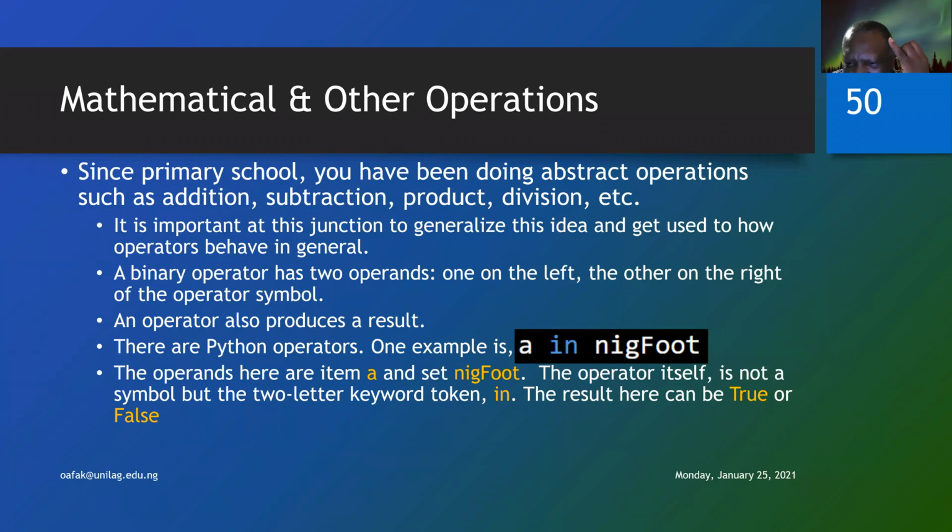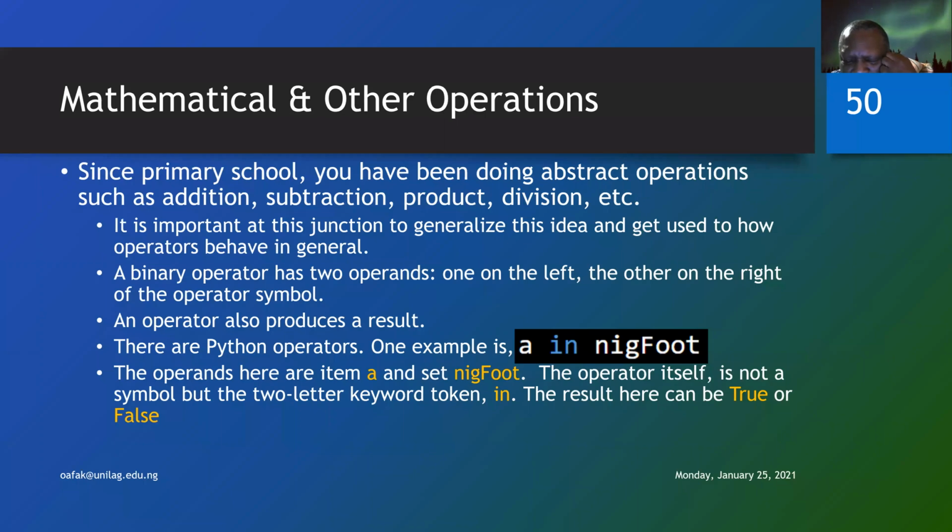Number 1, there is an operator, which can be plus, minus, multiplication, division. Those are the operators themselves. The operator is plus, minus, multiply, and division. All those are the operators themselves. Then the operands are the things you bring together that you put on the left and the right of the operator.